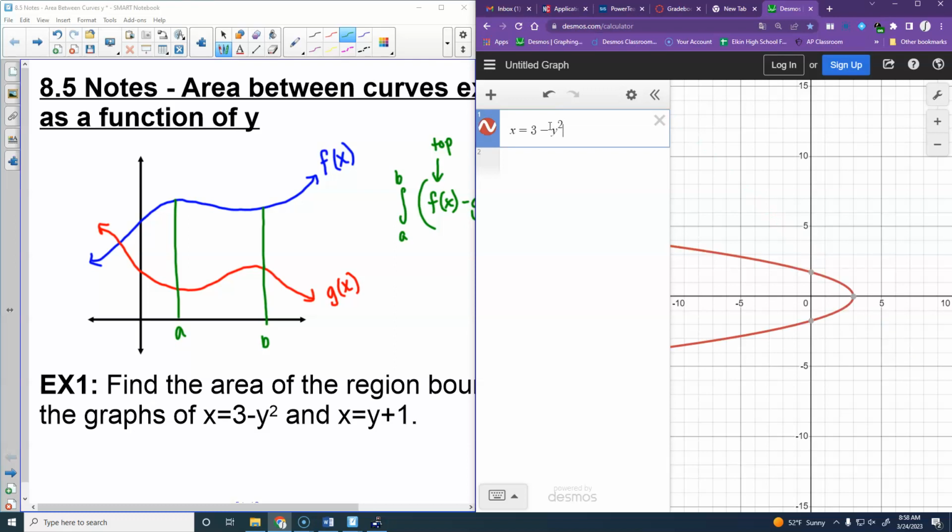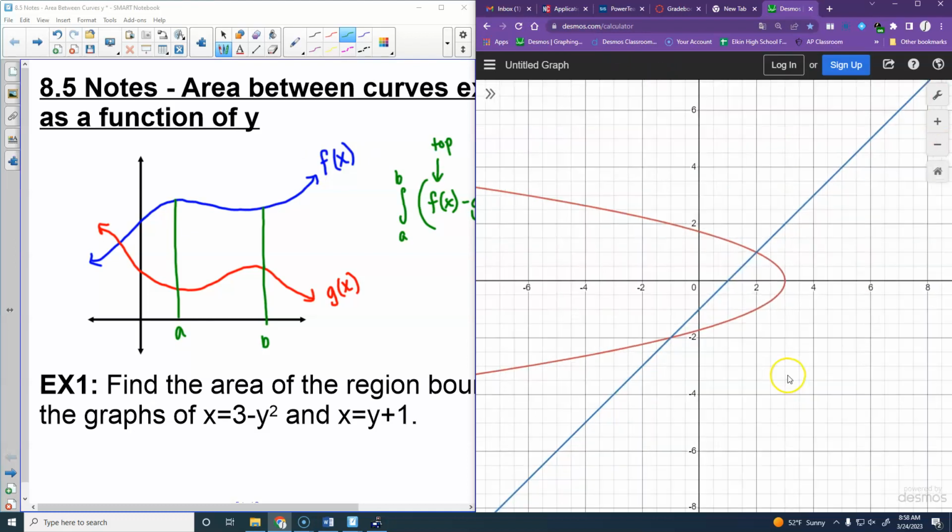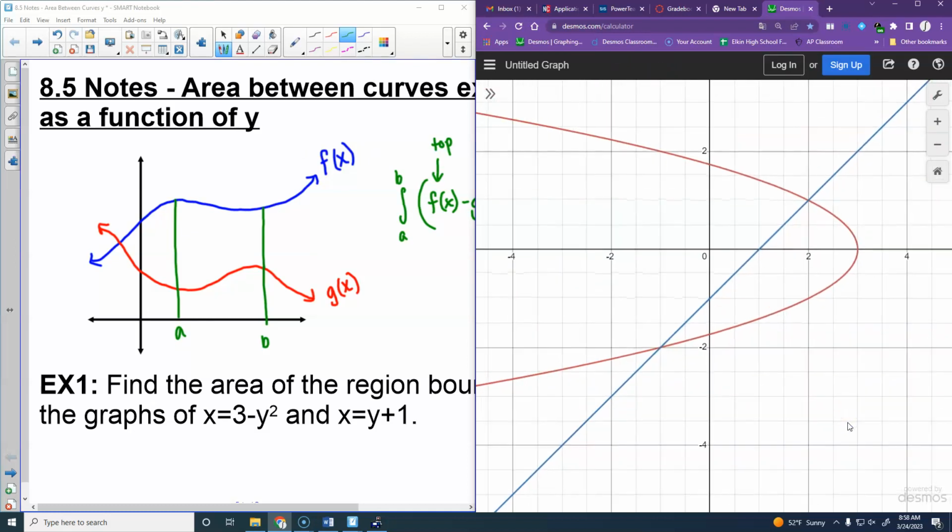Because Desmos will graph things that are in terms of y. So if I graph this here, you can see the picture of what we're looking at. Okay?